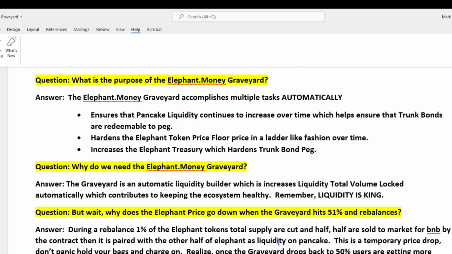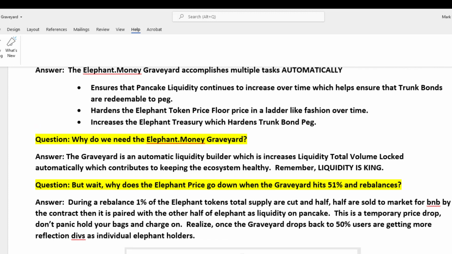Why do we need the Elephant.Money Graveyard? The answer: the graveyard is an automatic liquidity builder, which increases total value locked in liquidity automatically, and this helps keep the system healthy. Remember, liquidity is king. If you don't have liquidity, there's nothing there for you to sell into or take profits to.